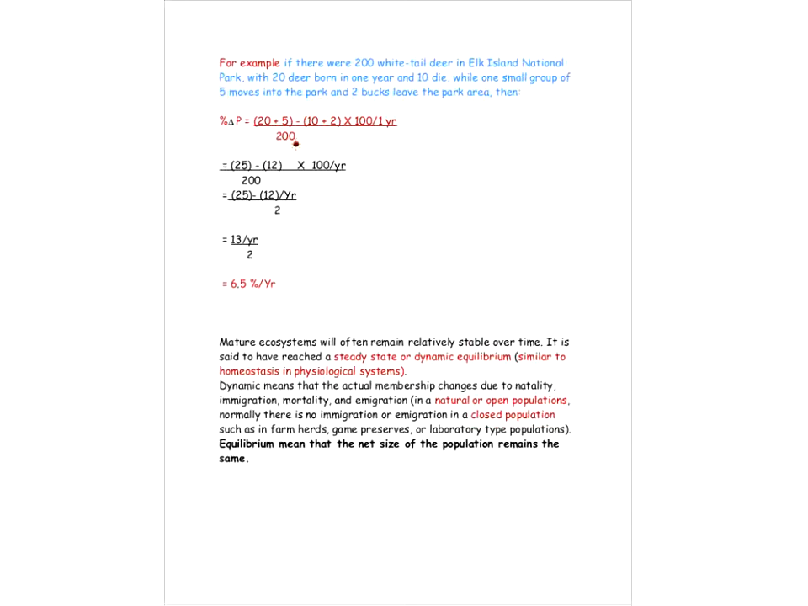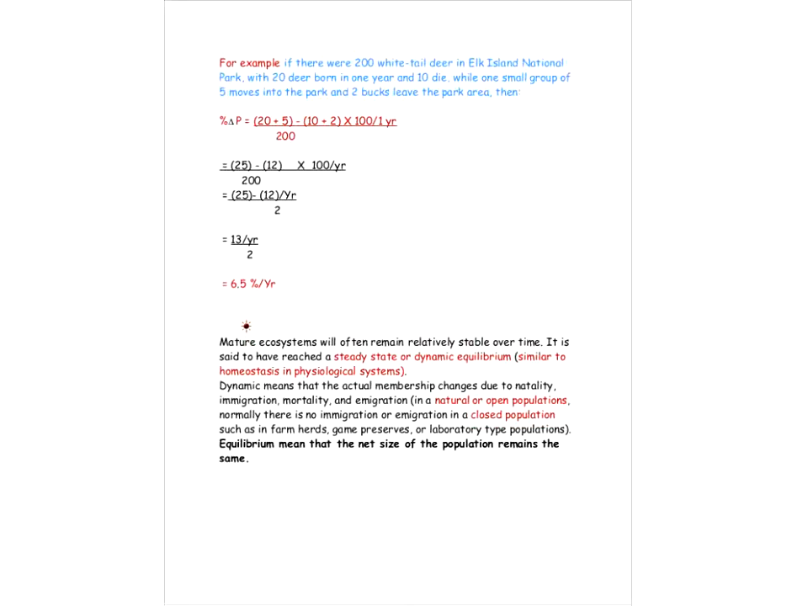Remember we had 200 here. We had 200 on the bottom, 100 on top. We crossed that off, and that's why we've got 2 on the bottom. And so we've got 6.5% per year. All right? And let me know at any point if you want me to go over something again.